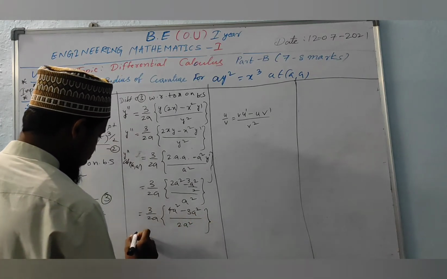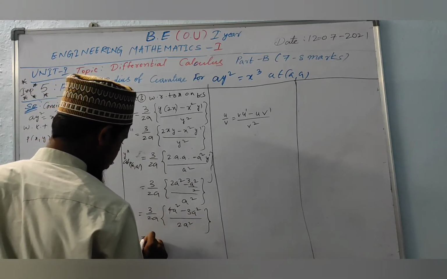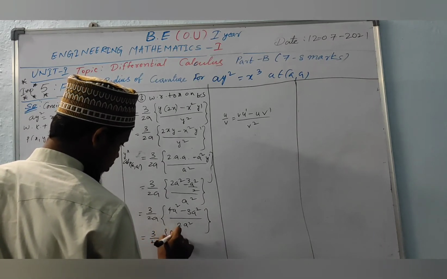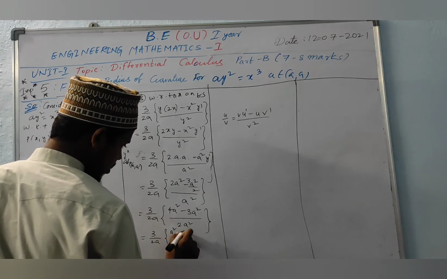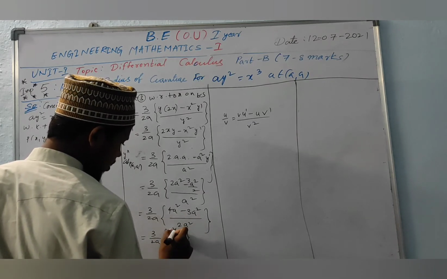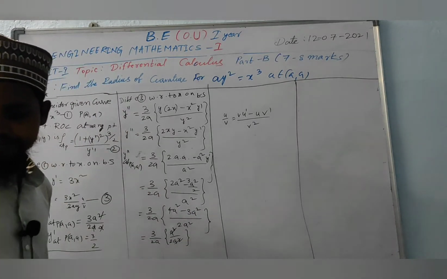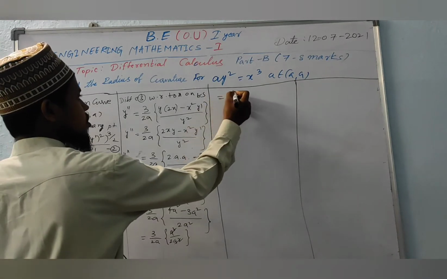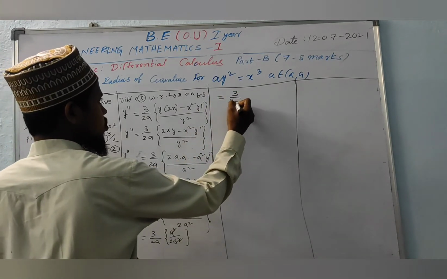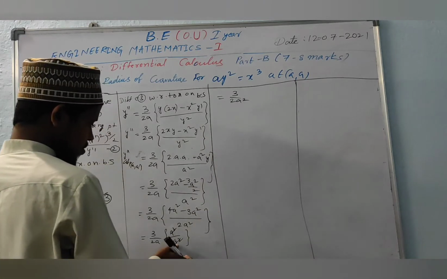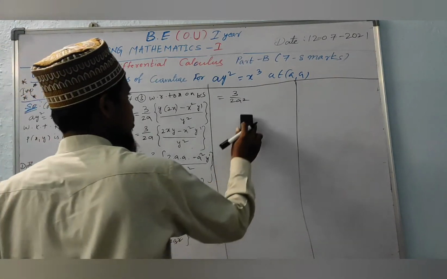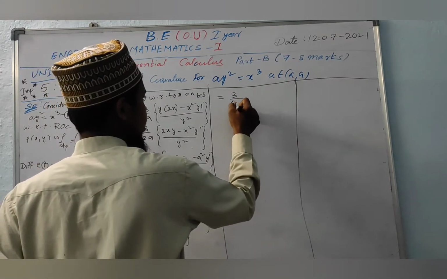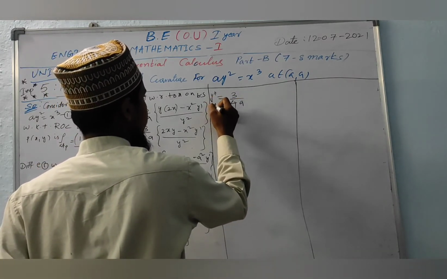See, now 3 by 2a into a square by 2a square, 4 minus 3 is 1, so a square cancels. Now, remaining is 3 by 2a, sorry, 3 by 2, 2 twos are 4, so 4a. This is the y double dash at P, which is 3 by 4a.